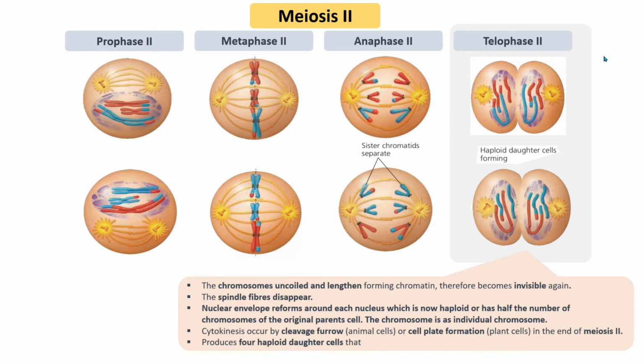Cytokinesis then occurs, by cleavage furrow in animal cells or cell plate formation in plant cells, at the end of meiosis II. This will produce four haploid daughter cells that are genetically not identical to one another, and to the parent cell.